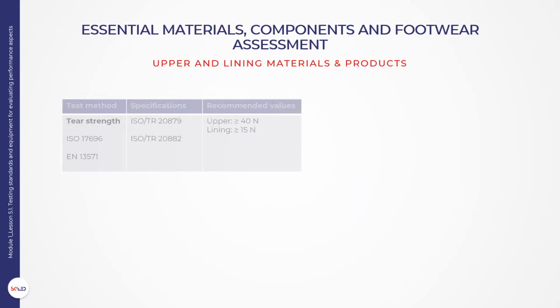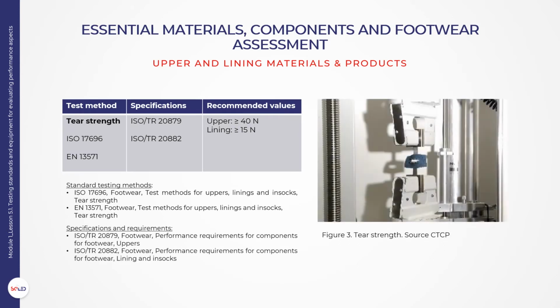Tear strength is the force required to tear a material. The ISO 17696 standard specifies a test method to assess the tear strength of uppers, linings and in socks or complete upper assembly, irrespective of material, in order to assess the suitability for the end use. The recommended values for uppers is to be greater or equal to 40 Newton and for linings is greater or equal to 15 Newton.